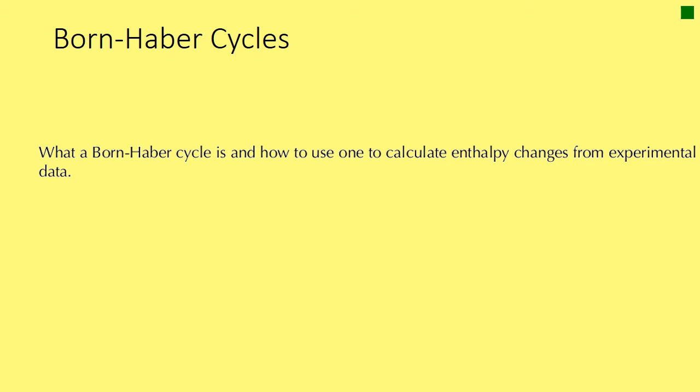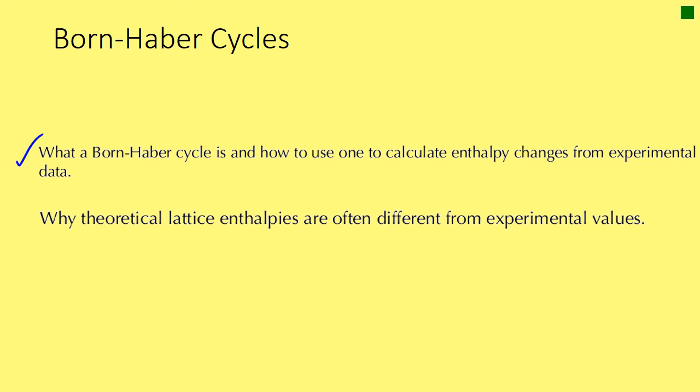Lastly, let's review our learning objectives and make sure we've done what we set out to do. Firstly, we said we were going to understand what a Born-Haber cycle is and calculate enthalpy changes. So we did that a couple of times. And secondly, we've just looked at why theoretical lattice enthalpies using the perfect ionic model are different from the experimental values that come from our Born-Haber cycle. So we're done. I hope that was clear.